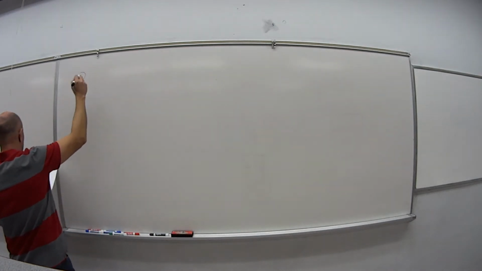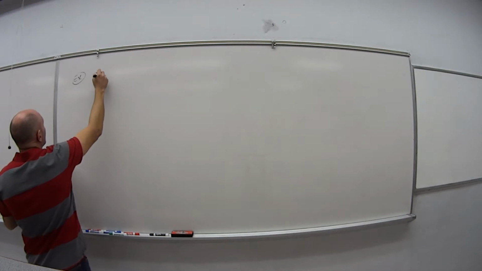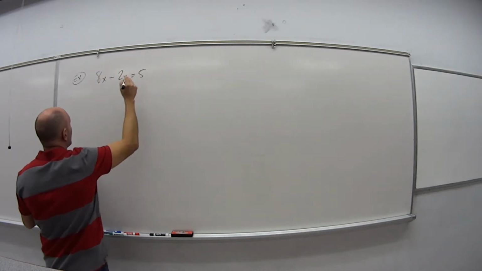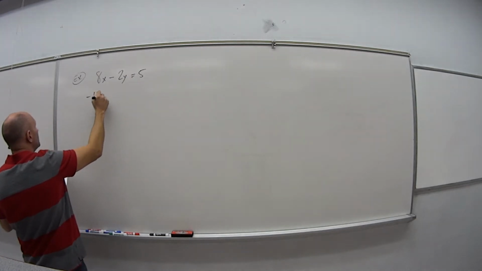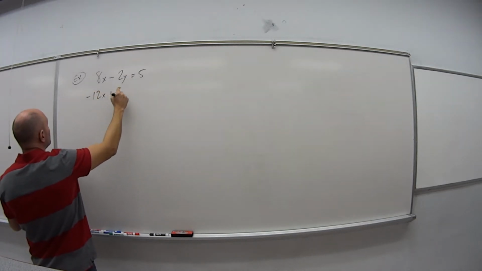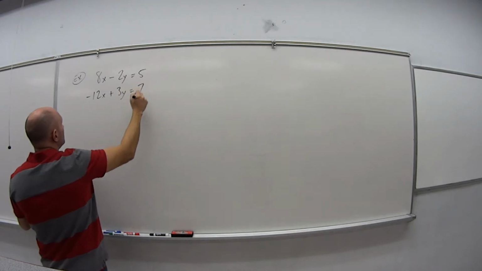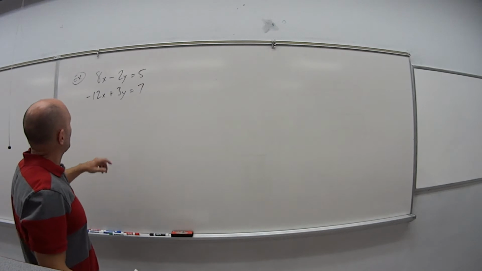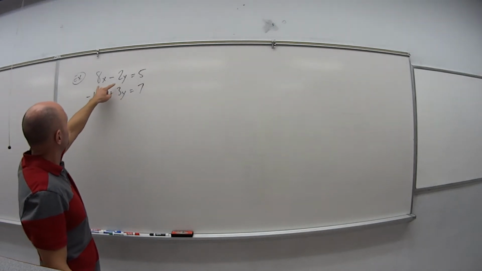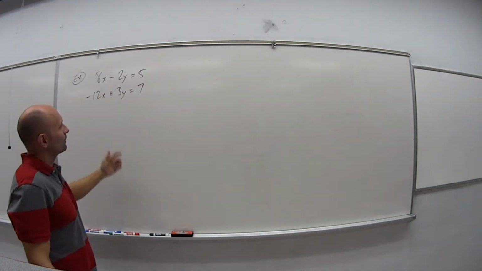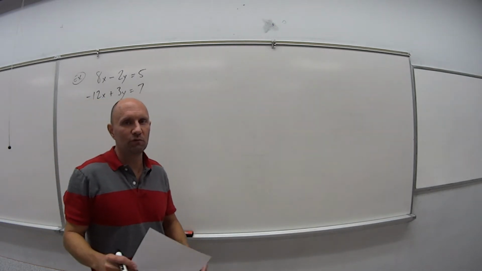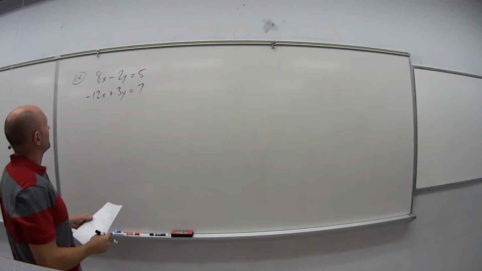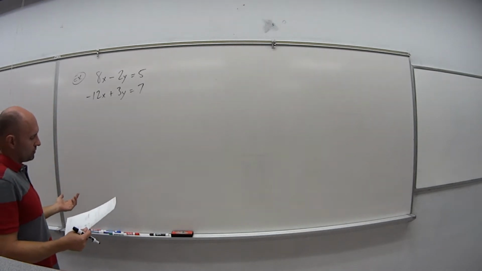So first, let's say I want to solve 8x minus 2y is equal to 5, or negative 12x plus 3y is equal to 7. So we can see in this case, substitution probably not the best option for us, right? Because if we tried to solve for any variable, we're going to get a bunch of fractions, and let's try to avoid fractions if we can. So I'm going to go with the elimination method. You can choose whichever one you want.